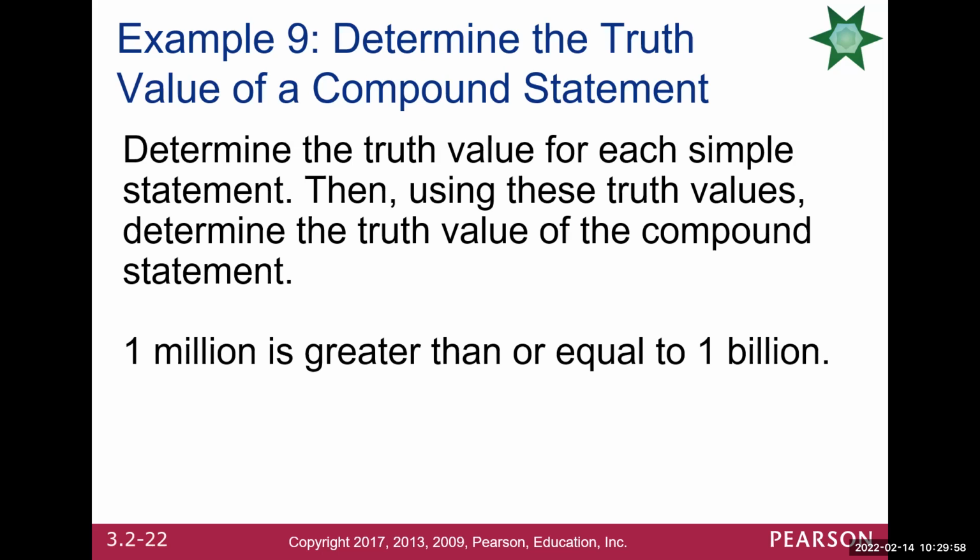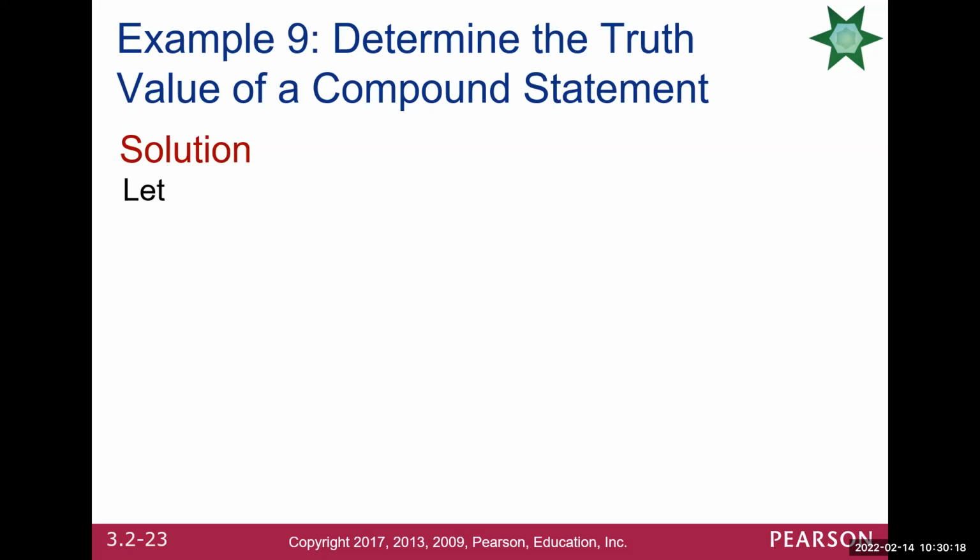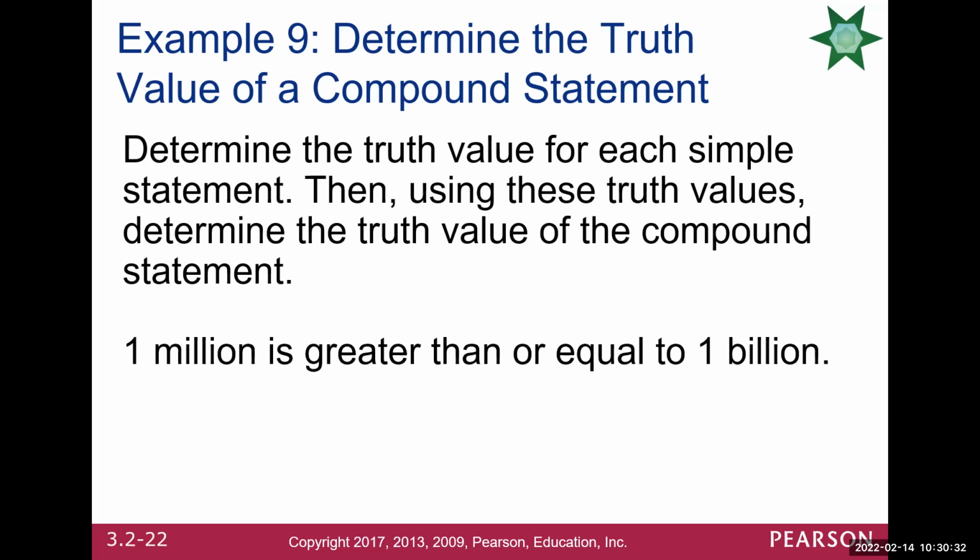So it says 1 million is greater than or equal to 1 billion. Now just tell yourself, is that true or not? That's not true. 1 million is not greater than or equal to 1 billion. So I already know for a fact that that's false, but let's see what they have me do with it. Okay. They're actually going to have me let the statement P be 1 million is greater than 1 billion, because they're going to break apart that statement. It said 1 million is greater than or equal to, right?